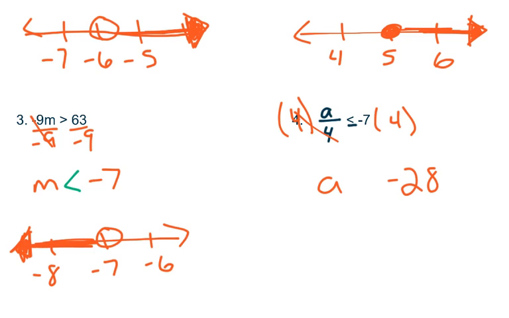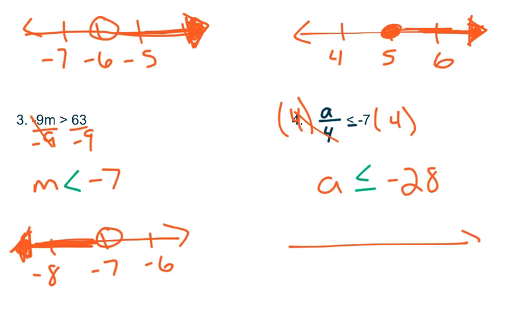The question is now, does the sign change direction? The answer here is no. I multiplied by positive 4. Again, I don't care what that number is. It could be positive, it could be negative. It doesn't matter. What I'm focused on is this number. Is it negative? The answer is no. So my sign does not change direction. It stays less than or equal to.